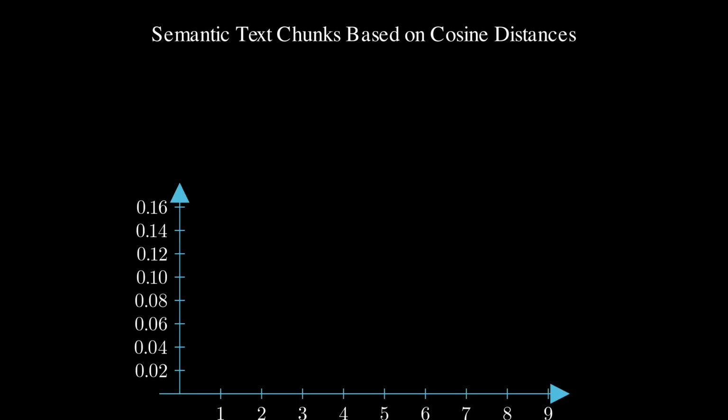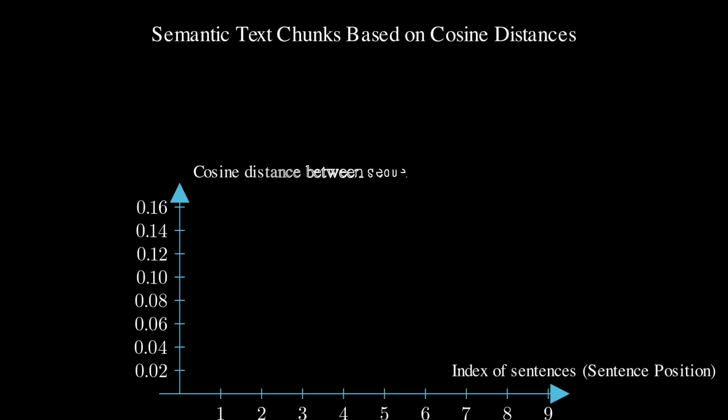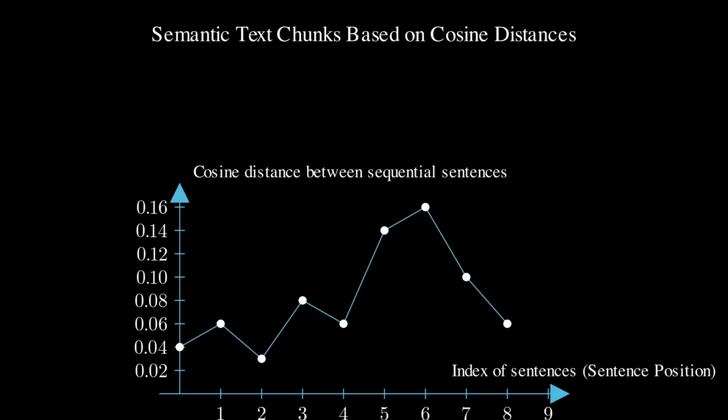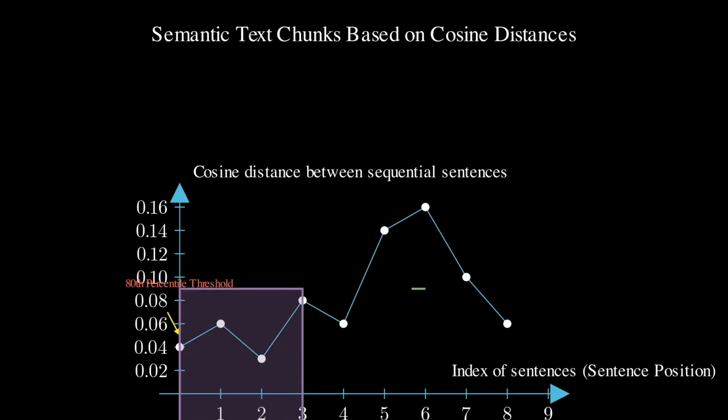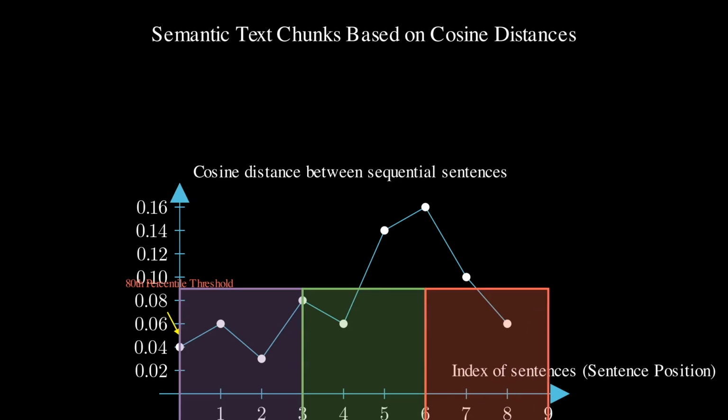To visualize this, imagine a graph. Each point represents the similarity between one sentence and the next. If the distance exceeds a certain threshold, say 0.08, the 80th percentile, we create a new chunk. This method ensures each chunk represents a coherent idea, improving context retention.